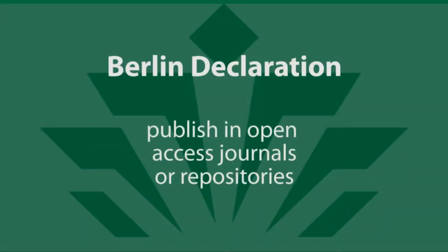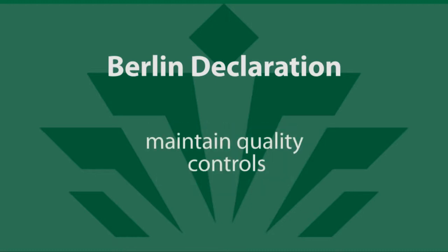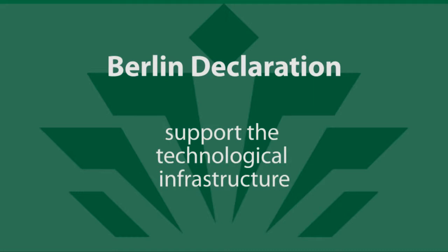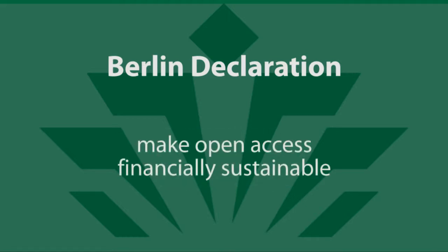It encourages faculty to publish in open access journals or repositories. It encourages them to participate in efforts to maintain quality controls like rigorous peer review. High quality standards are a non-negotiable part of the kind of open access we intend to support. It asks faculty to support the technological infrastructure of open access, software tools, and the descriptive data that makes articles findable. It asks institutions to search for ways of making open access sustainable in financial terms.